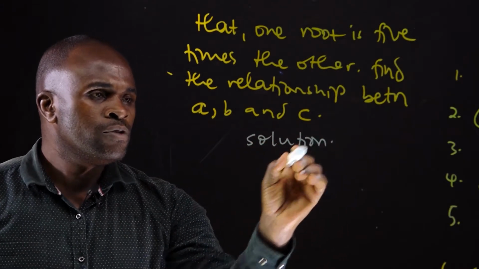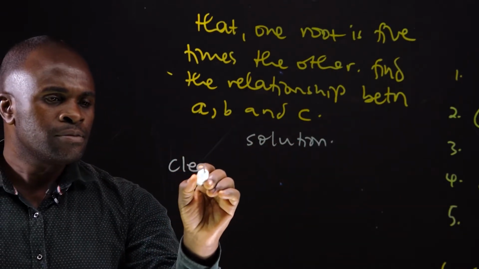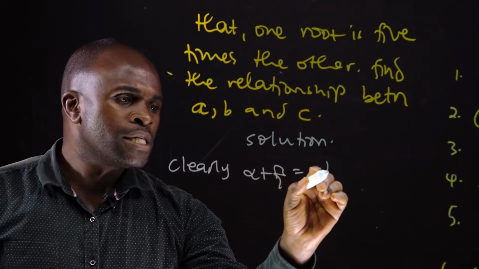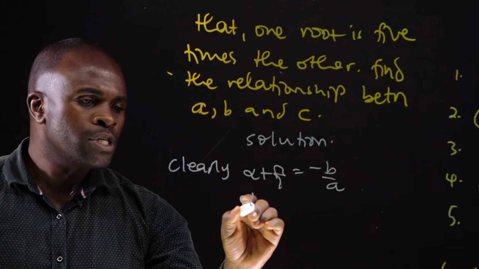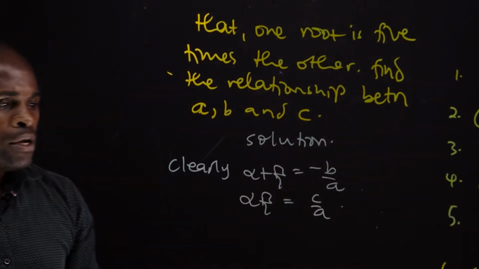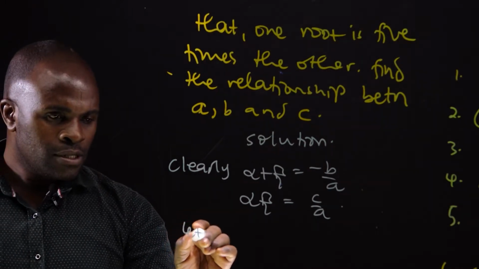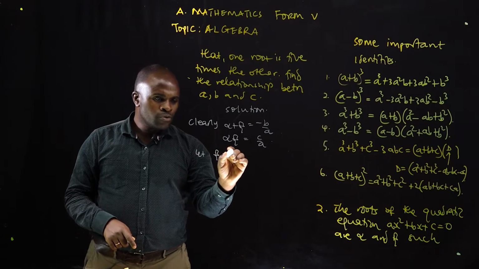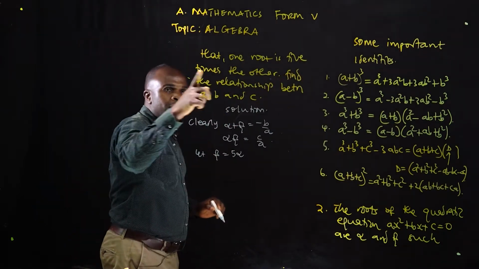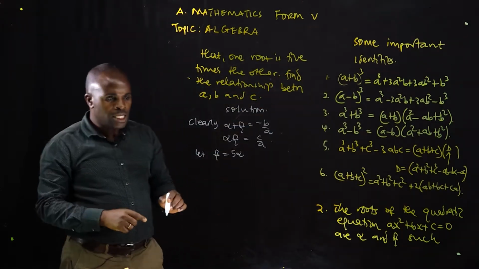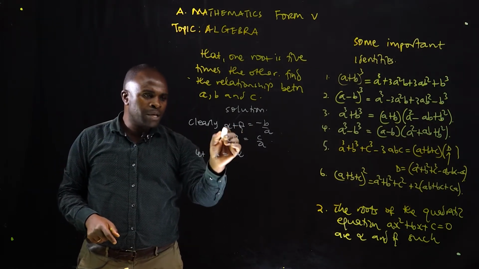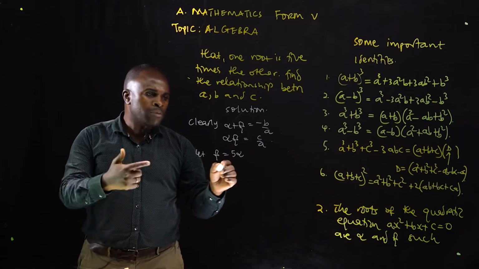With this, we say clearly, we know alpha plus beta is negative b over a. Alpha times beta is c over a. But we say let beta equal 5 times alpha, because we are told one root is 5 times the other. It means let us assume it is beta which is obtained by taking 5 times alpha. One root is 5 times the other.